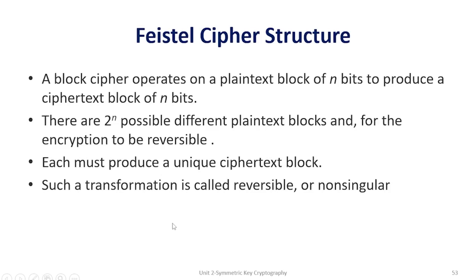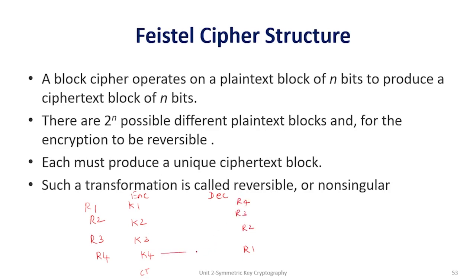Then if you want to do the decryption, that means the reverse of encryption, we use the same subkeys in reverse order. For example, in round 1, I am using K1 in encryption. In round 2, the K2 subkey is used. In round 3, the K3 subkey is used. In round 4, the K4 subkey is used. Then I get a ciphertext.